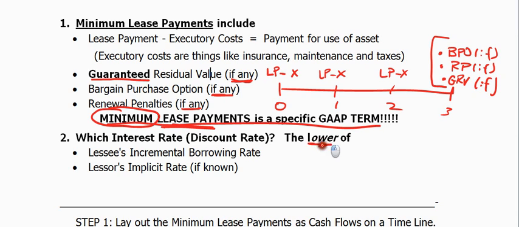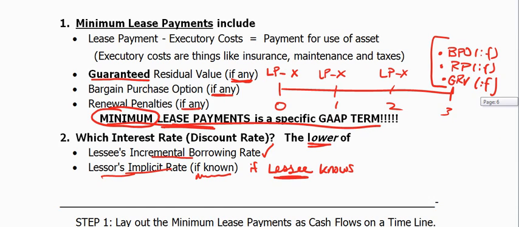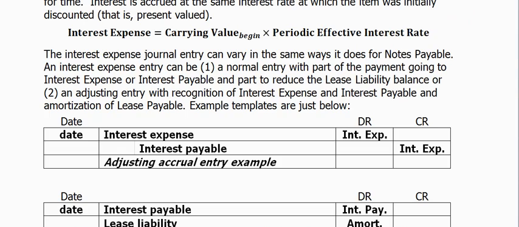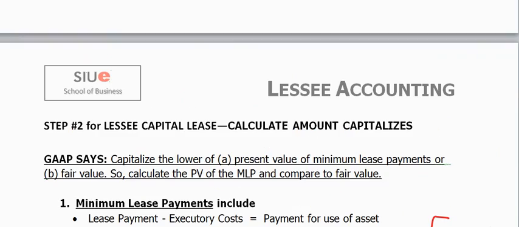Which interest rate? We're going to use the lower of the lessee's incremental borrowing rate or the lessor's implicit rate, if the lessee knows it. The lessor always knows their rate, but the lessee may not know this rate. The incremental borrowing rate is the interest rate the lessee could get if they were going to purchase the item with financing. In our problems, we'll just be given those. In practice, finding those rates takes a bit of a workaround.